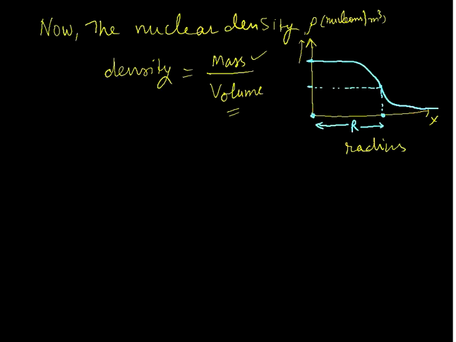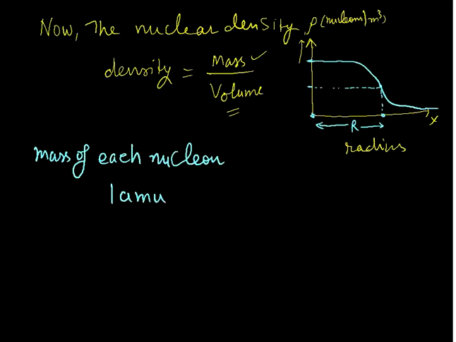But right now the point is that we have to determine the value of nuclear density by using mass per unit volume. So the mass of each nucleon, whether it is a proton or neutron, is approximately 1 AMU. The mass of each nucleon, that is 1 atomic mass unit, is equal to 1.66 into 10 raised to the power minus 27 kg, right?